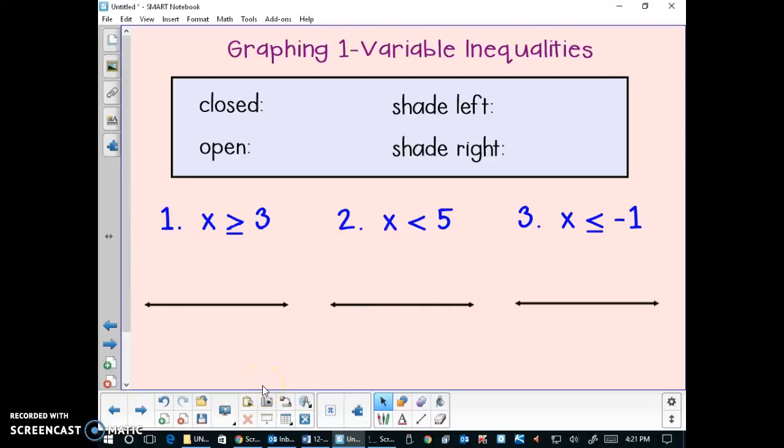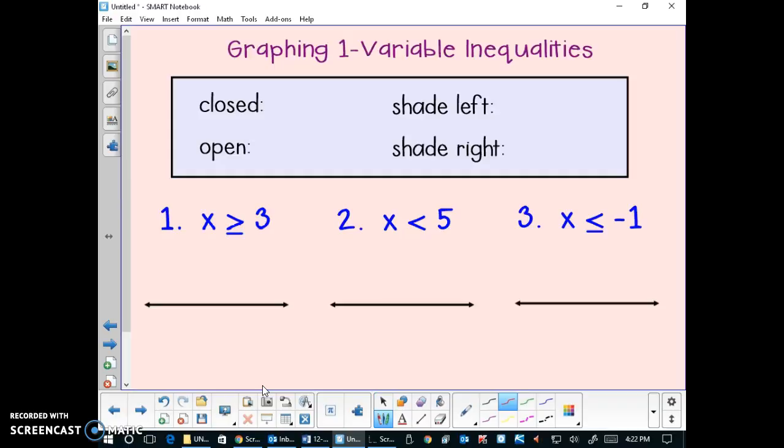Here we're graphing one variable, linear inequality. So there's a couple things you have to think about when doing this. What's going to give you an open or closed circle? And then which direction do we shade, left or right? So let's talk about open versus closed circles.